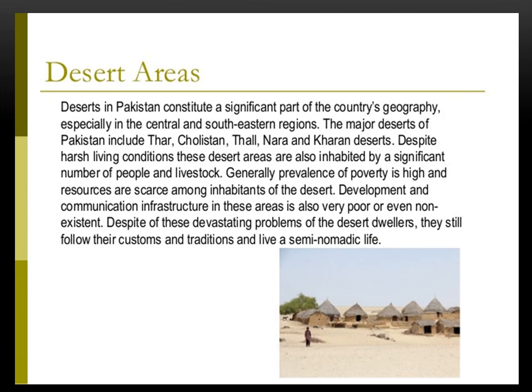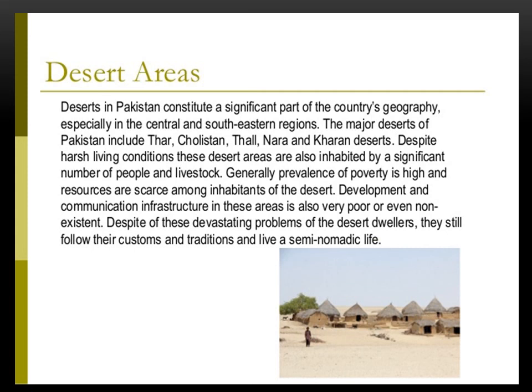Then the desert areas, and it is on page number 24. Deserts in Pakistan constitute a significant part of the country's geography, especially in the central and southeastern regions. The major deserts of Pakistan include Thar, Cholistan, Thal, Nara, and the Kharan Desert. Despite harsh living conditions, these desert areas are also inhabited by a significant number of people and livestock. Generally, prevalence of poverty is high and resources are scarce among inhabitants of the desert.